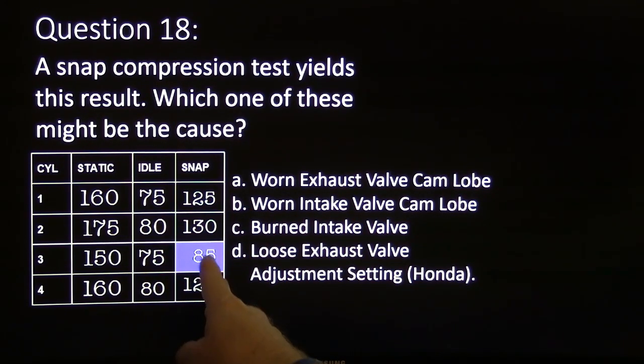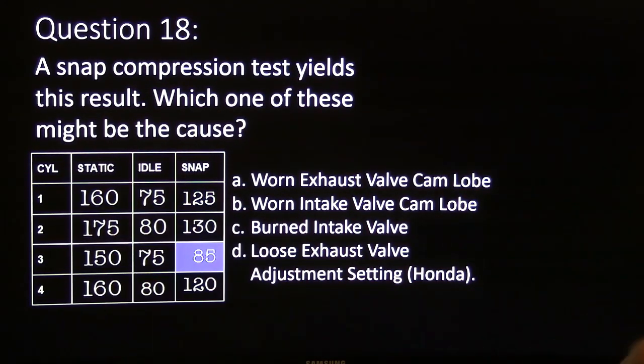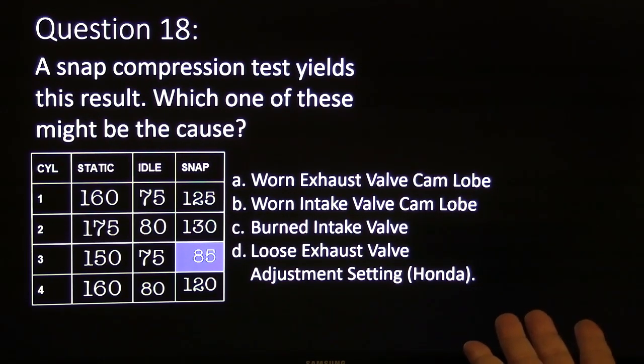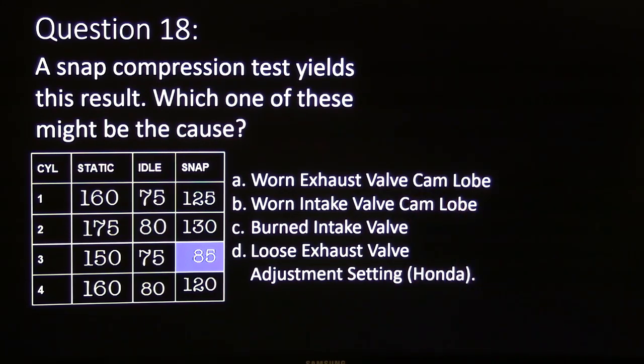This one's given 85 psi on the snap test. So what might be the cause? A, worn exhaust valve cam lobe. B, worn intake valve cam lobe. C, burned intake valve. D, loose exhaust valve adjustment setting, which would be on a Honda.